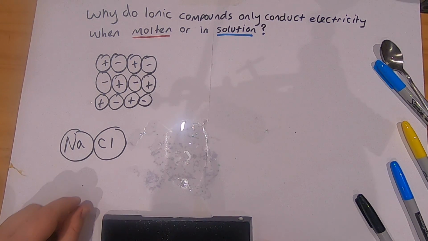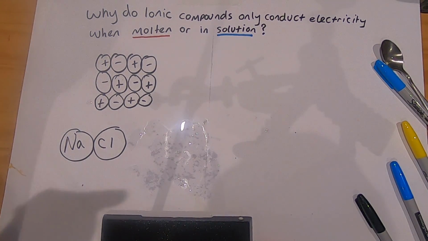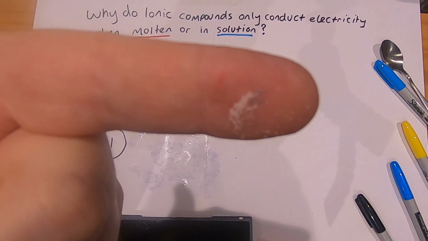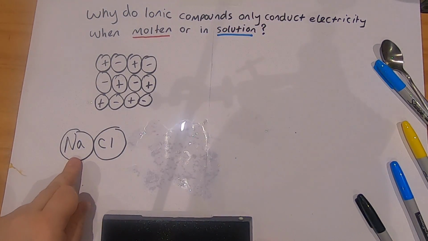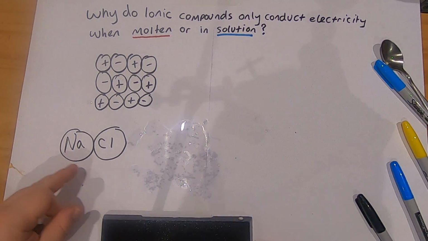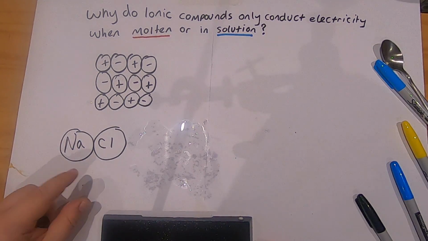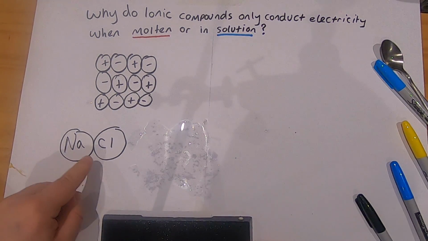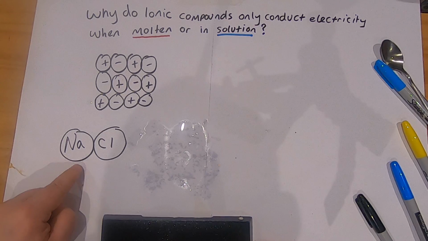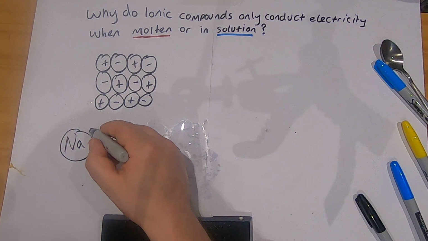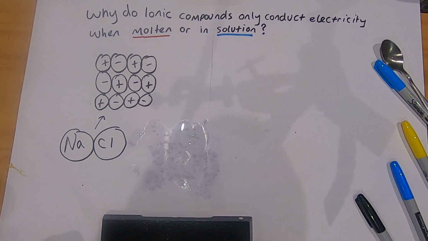1 tiny grain of salt, and I've got quite a few grains on my hand, is made up of trillions of those sodium chloride connections or ionic bonds. And these will never exist on their own like this, like you'd get with a covalent simple molecule like carbon dioxide or oxygen. These always exist in giant ionic structures.